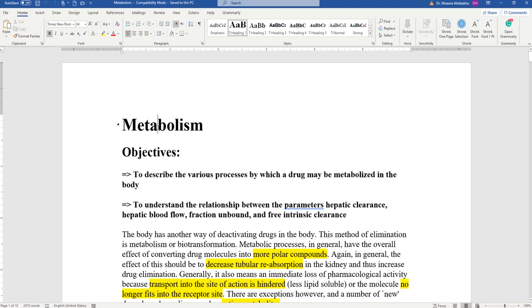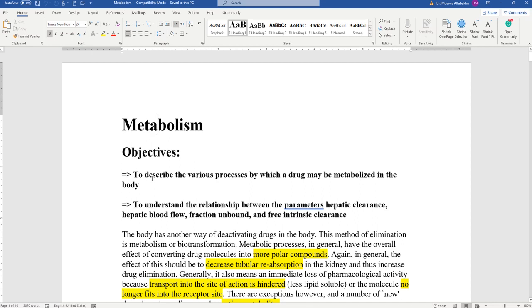Of course, you know that this elimination will affect clearance, drug clearance. And drug clearance is very important when we talk about dosing or designing a dosage regimen. So what are the objectives? What you should be able to do? The outcomes of this topic.